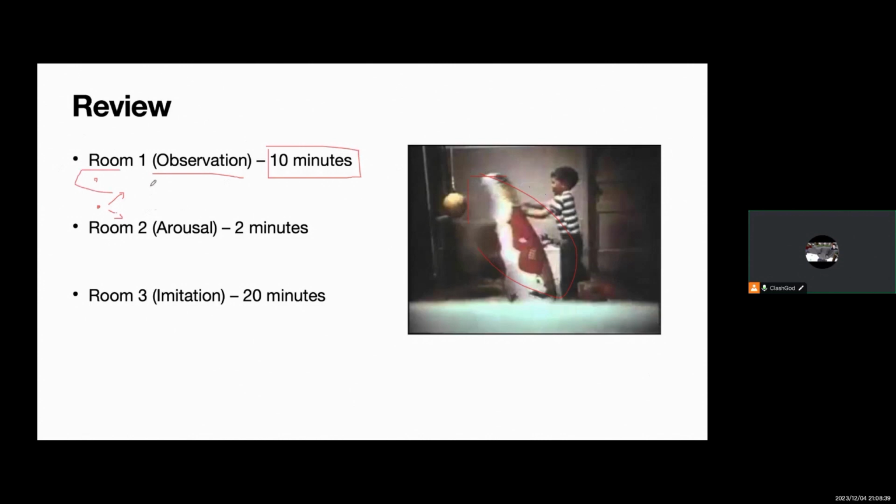There's a setup: the child is led into a room, led to a playing area, the model is placed in their playing area, and then there's a non-aggressive or aggressive model in room 1. So that's room 1. Room 2 is all about arousing the children's aggression. So how do we do that? First, we give the children a lot of attractive toys, and then we take them away.